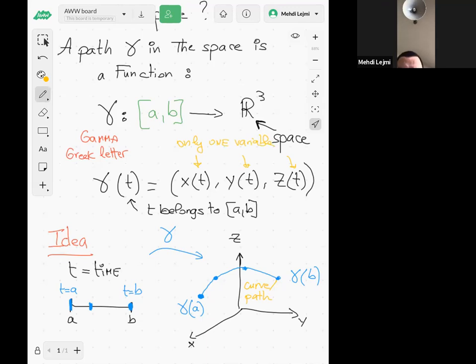Or you can think of it like a particle in motion in the space. Each time t corresponds to some position in the space. For example, this is the position of my particle at time t equals a. And this is the position of my particle at time t equals something between a and b, etc. Each point of this path corresponds to some time t, and the last point corresponds to time t equals b. That's the position of my particle at time t equals b.